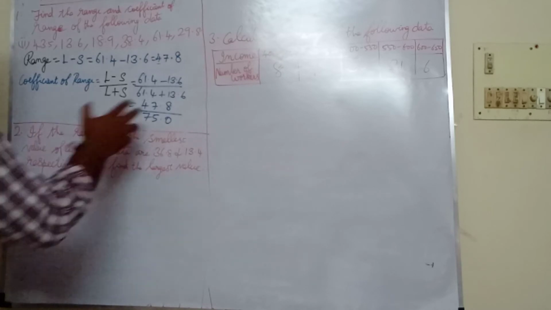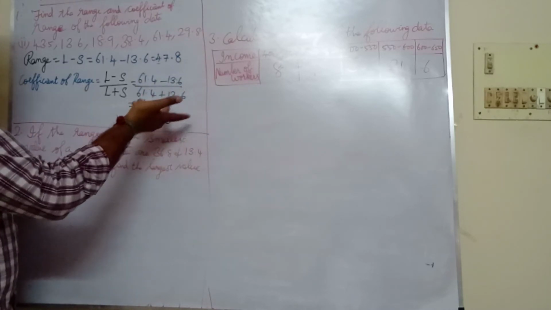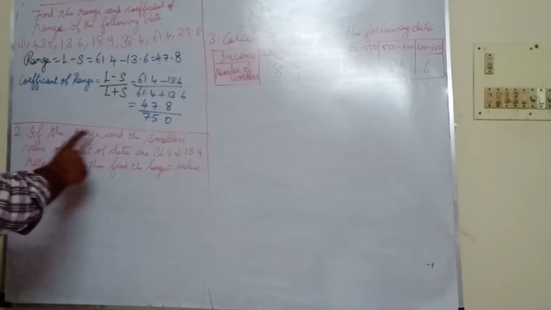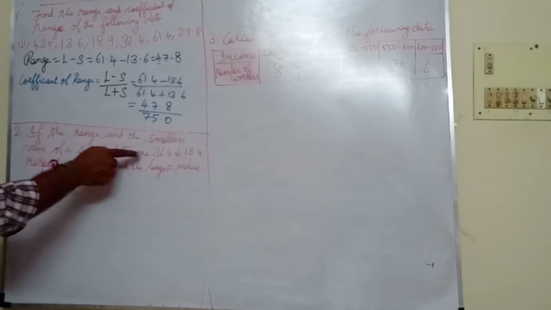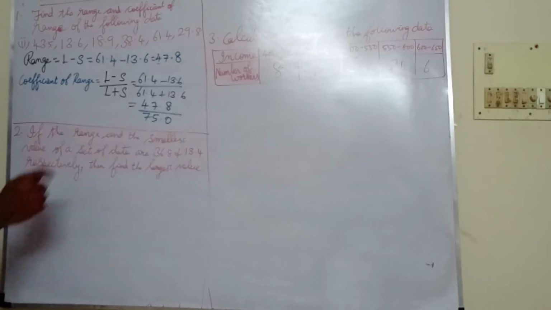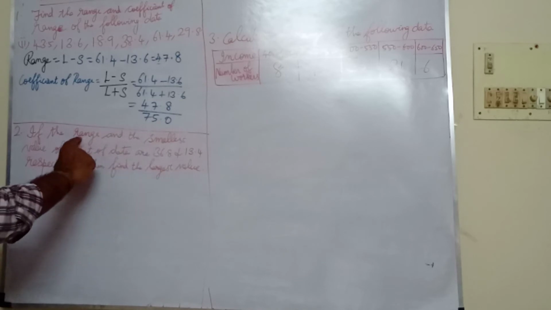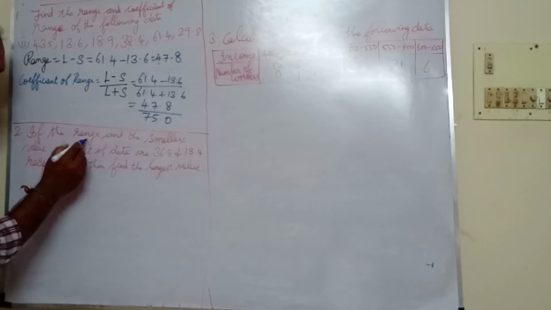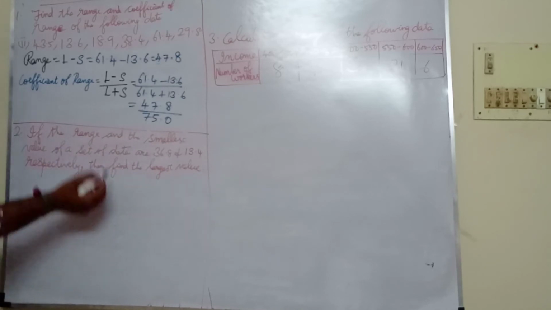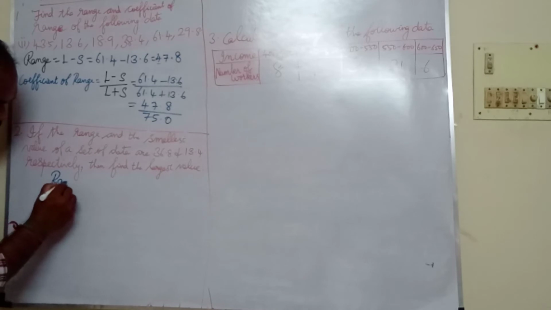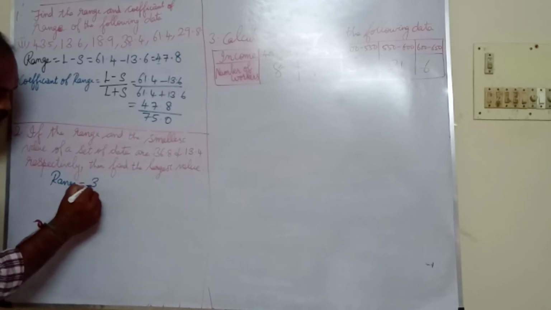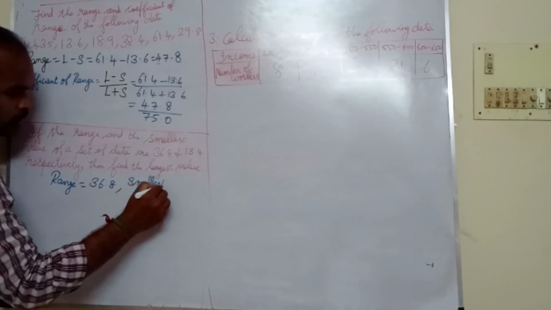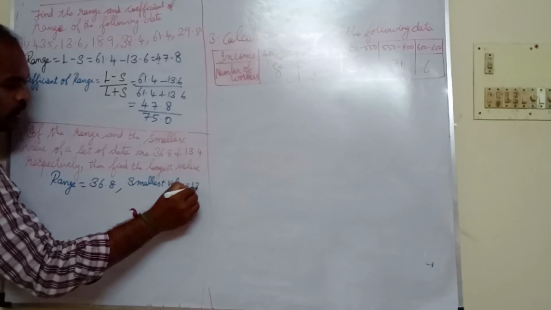So how can we express it? We can express it by multiplying by 10. The next one is: if the range and the smallest value of a set of data are 36.8 and 13.4 respectively. Range is which one? Range is 36.8. What are the values they have given? We need to find the largest value. Range is 36.8. Smallest value is 13.4.